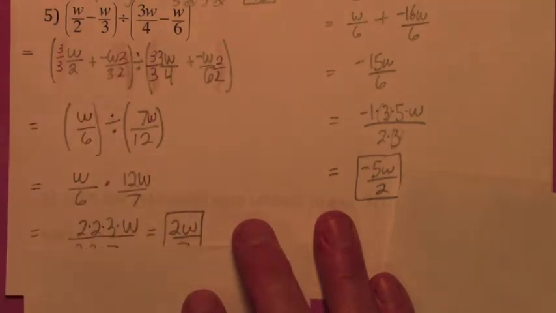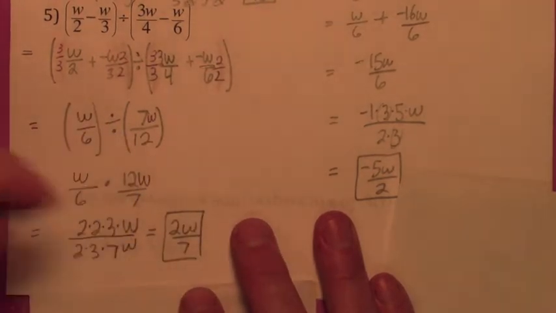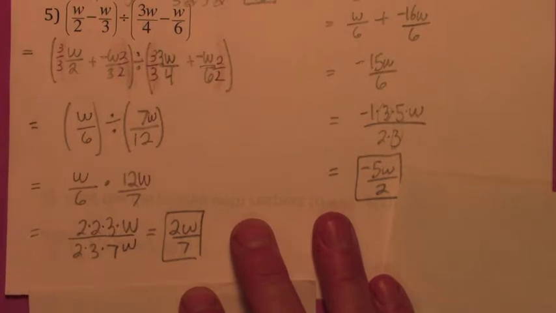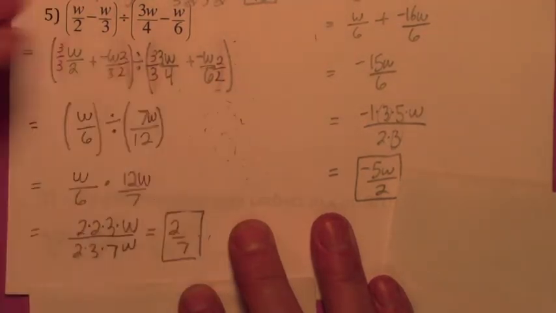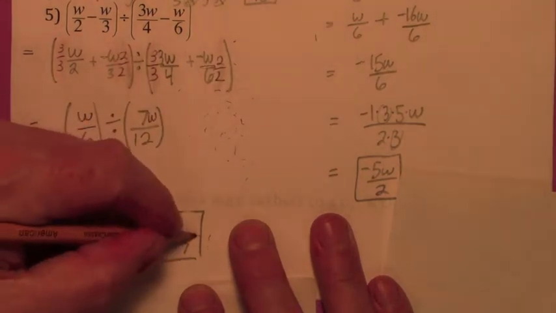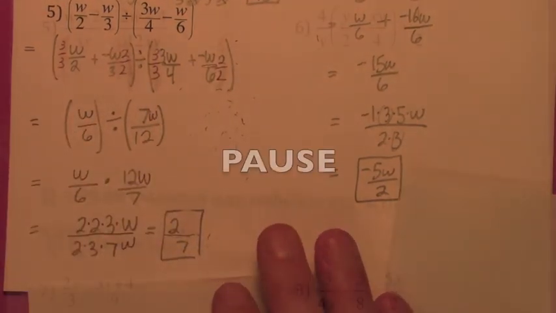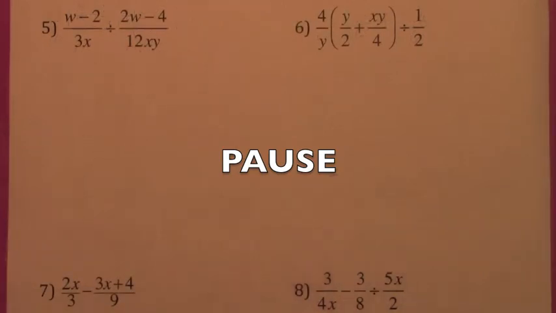So what should the final answer be? The w's cancel as well. Isn't it just 2 sevenths, I believe? Yeah, it's just 2 sevenths. That's your answer. It's not 2w over 7, it's 2 over 7. That's a common mistake, isn't it, to drop it? Okay, why don't you hit the pause button and try these on your own. We'll go over them in just a minute.